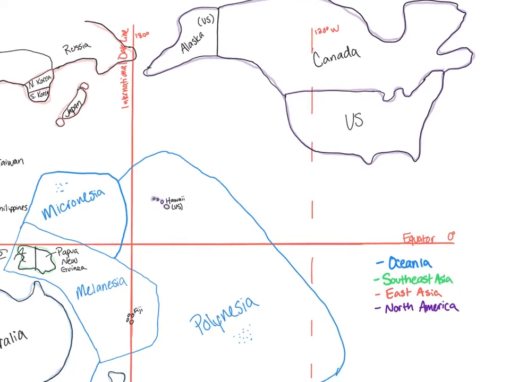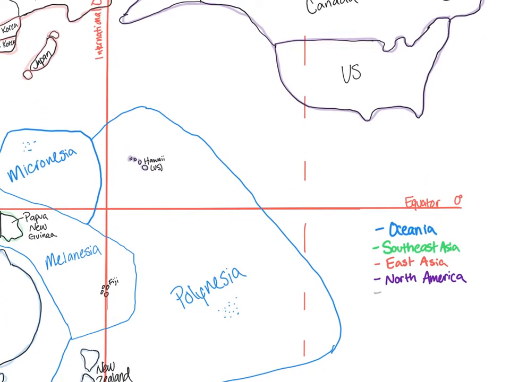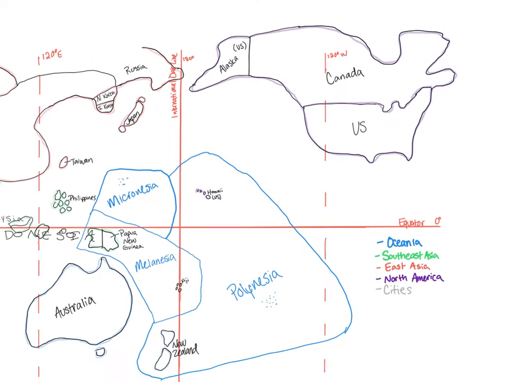The next thing we're going to do is label some important cities here. Okay, I'm going to do it in gray. You can do it in your pencil, or you can grab a black, whatever makes sense to you. But we need to label some really important cities that are on our big map here.